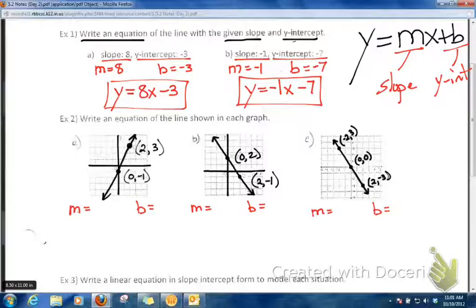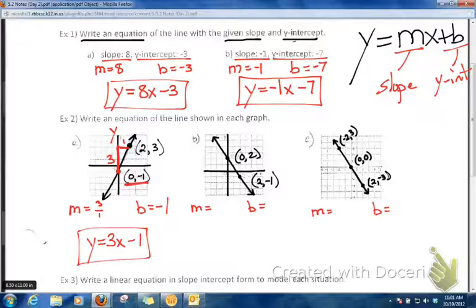Well, in example A here, you can look for the y-intercept, or the point where the graph crosses the y-axis, is right here. Well, that y-intercept is (0, -1), so we know our b is -1. And then to figure out your slope, you just count your rise and run. In this case, I rose 1, 2, 3, and I ran 1, so my slope is going to be 3 over 1, which we know is just 3, so my answer is y equals 3x minus 1.